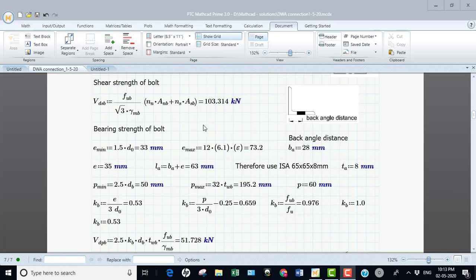Coming to the bearing capacity of the bolt, I calculate the end distance, minimum and maximum, according to section 10, and I consider the end distance to be 35, and from this I'm going to see what will be the size of the bolt. I can go for it.